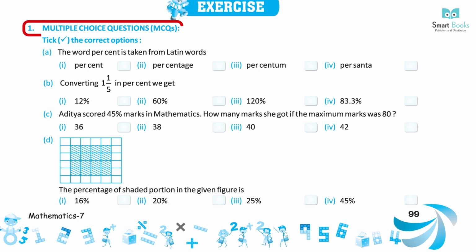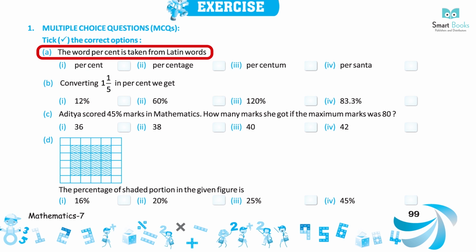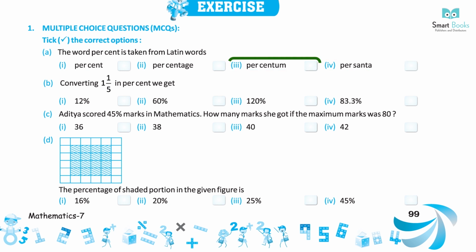Exercise. Question 1. Multiple choice questions. Take the correct options. A. The word percent is taken from Latin words. First, percent. Second, percentage. Third, percentum. Fourth, percenta. Solution: third, percentum.